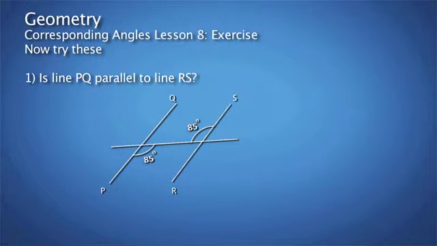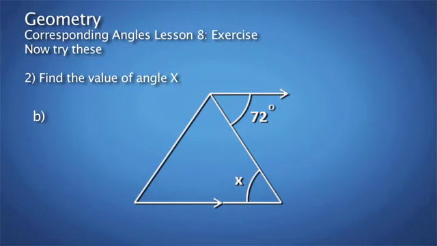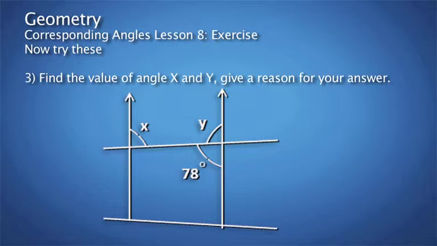Having learned how to find alternate angles and co-interior angles, try to work out these by yourself. Question 1, that's the figure. It's line PQ parallel to line ROS. How do you know? Question 2, find the value of angle X. In 2A, that's angle X, and in 2B, that's angle X. Question 3, find the value of angle X and Y. And don't forget to give a reason for your answer.